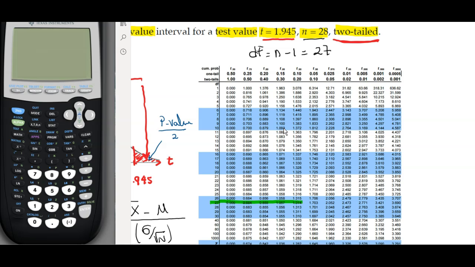So I'm going to go and check other values. If I am lucky, I get the exact hit. Otherwise, my value is going to be in between two other values. So I see 1.945 is between 1.703 and 2.052.